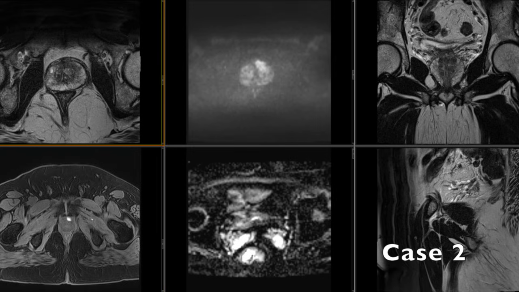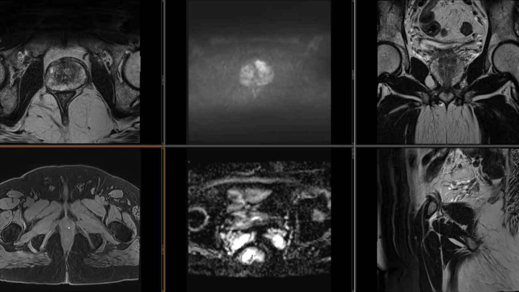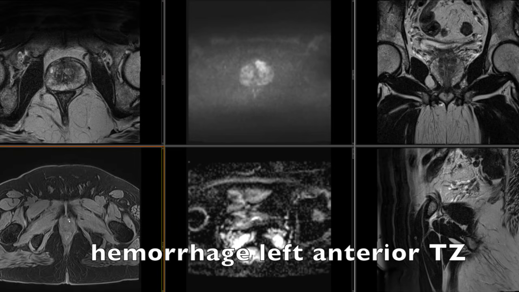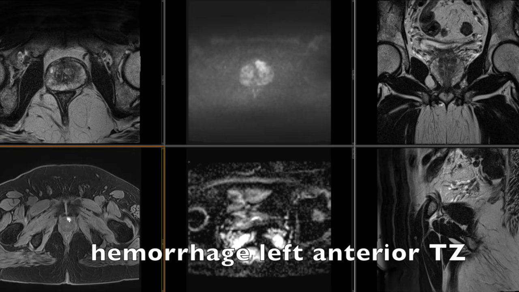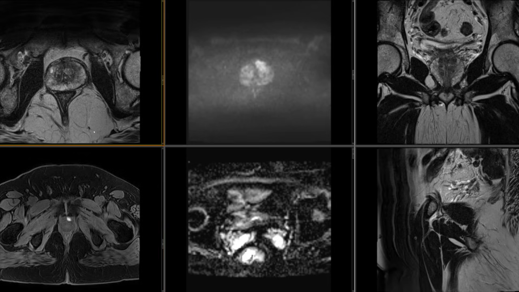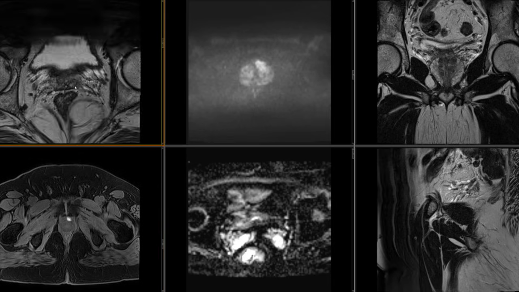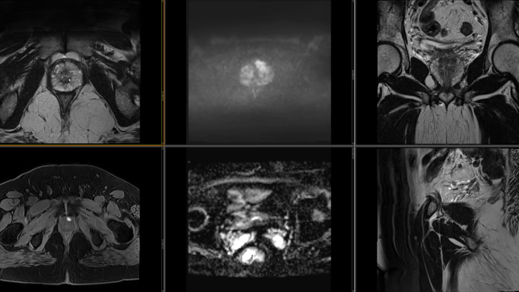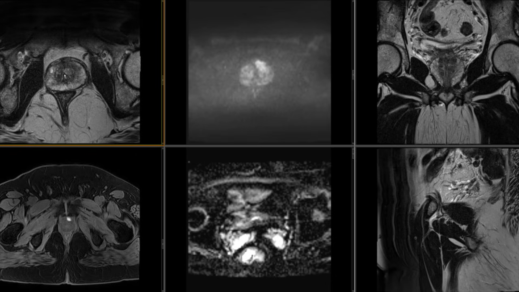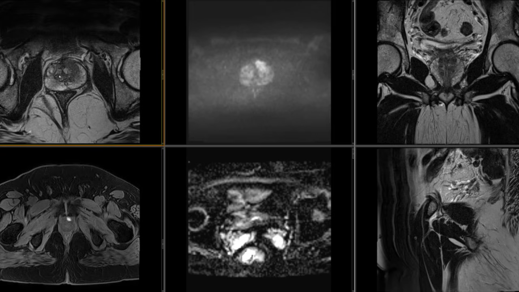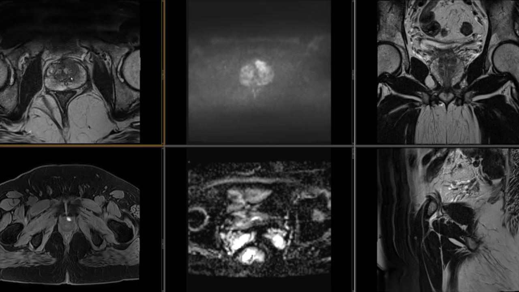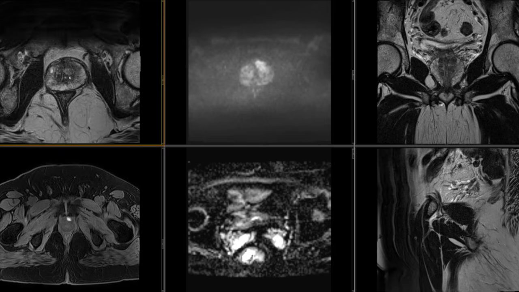Okay, another case. Again, starting by looking at the T1 image, you'll notice that there's T1 hyperintensity here. So there is some hemorrhage in the anterior transition zone on the left. I then look at the T2 weighted images, and we're just going to focus on the TZ for now. You'll notice that there isn't a lot of BPH change, but clearly some BPH nodules here that look quite typical of BPH. Here on the left as well, BPH changes.